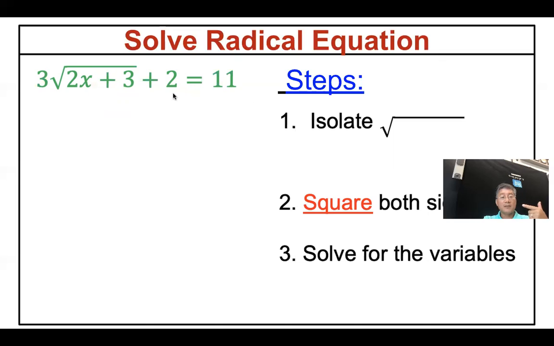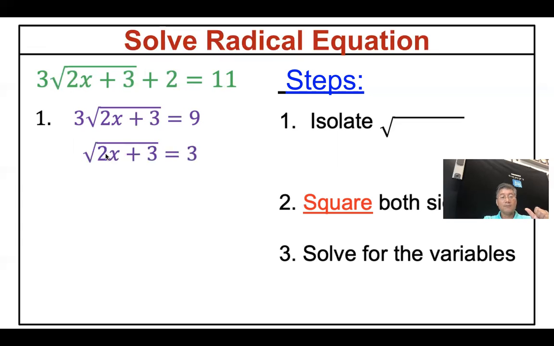So how do you isolate? You subtract the 2 first from both sides, and then divide by 3. Then you have only the square root left; whatever is inside the square root doesn't matter. So you subtract 2 from both sides, and it'll be 9 here. Then what is next? To isolate the square root, divide by 3.